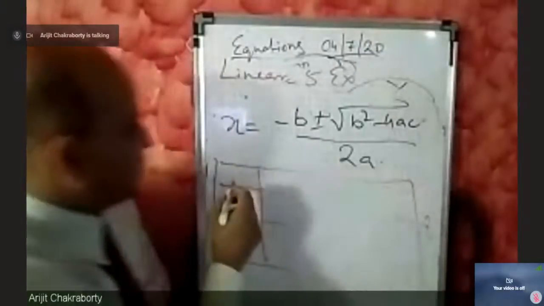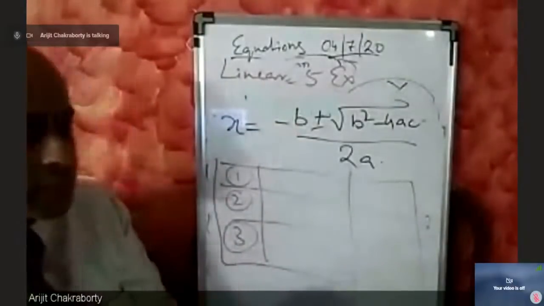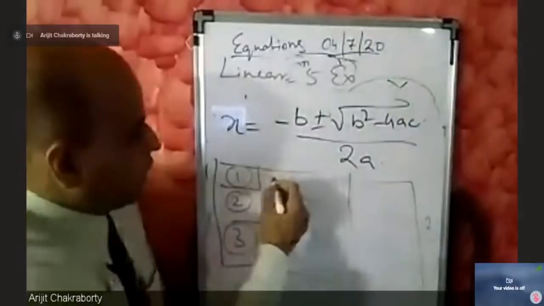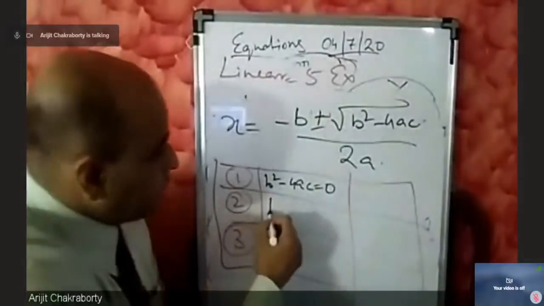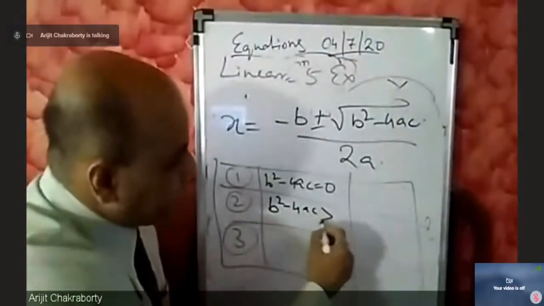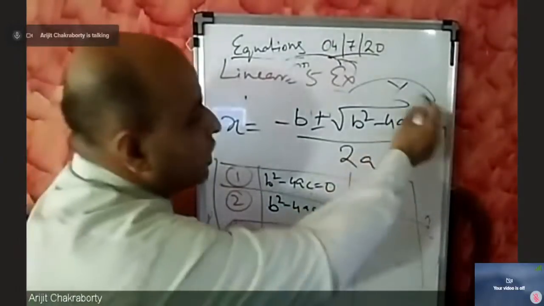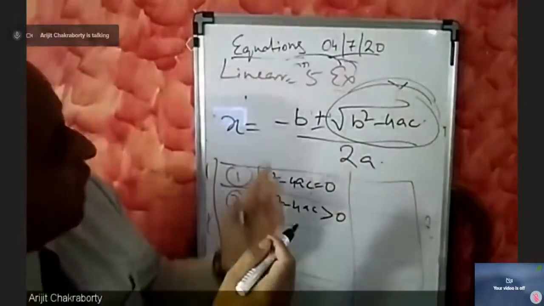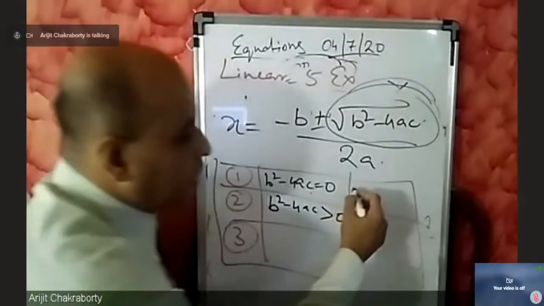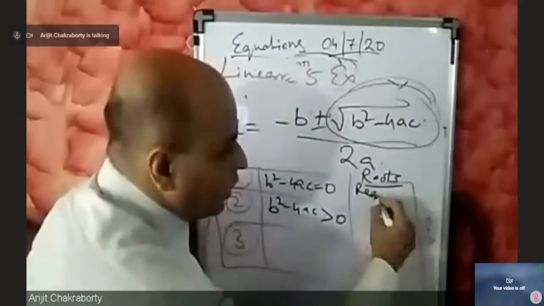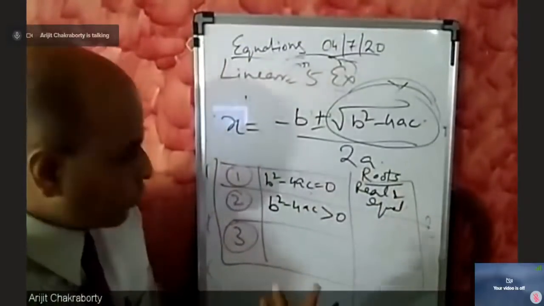So situation number 1, situation number 2, situation number 3. Now first is, if b squared minus 4ac equals 0, what happens? If b squared minus 4ac is greater than 0. Now in the first case, if b squared minus 4ac is equal to 0, then this right hand part vanishes and therefore we have real roots and they are equal. So the type of roots will be real and equal. Both will be equal. In fact, it will become like a perfect square.